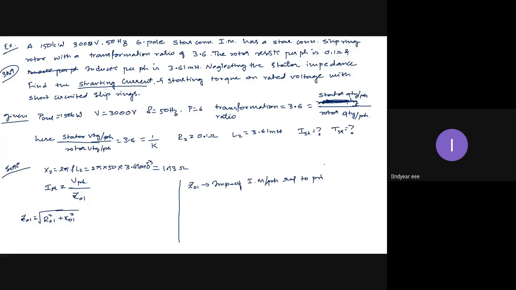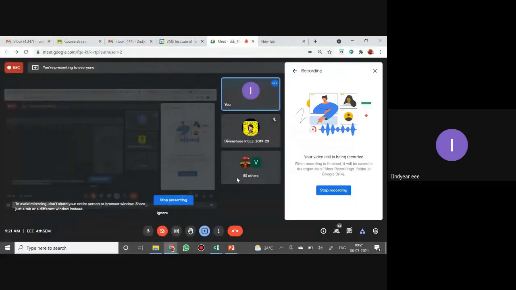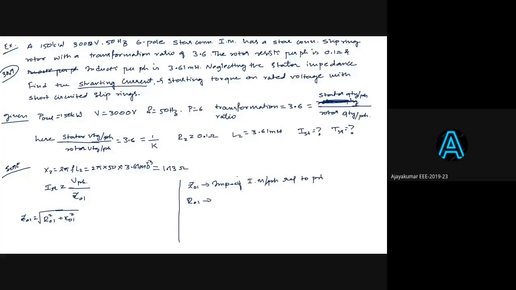Hope you know the refer to primary, refer to secondary representation. Did you do it or not? Am I audible? Yes, sir. Speak up, people. Did you know this or not? How to represent the total transformer impedance referred to primary and referred to secondary? Yes, sir.